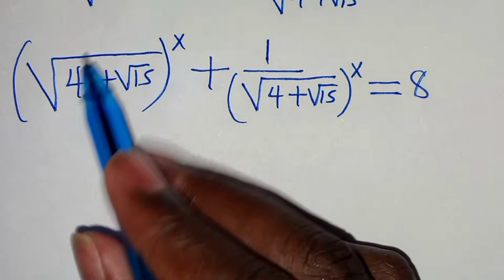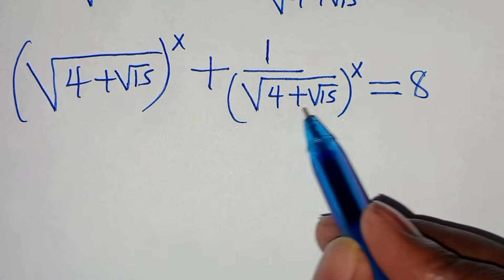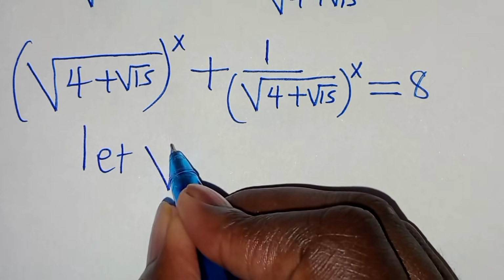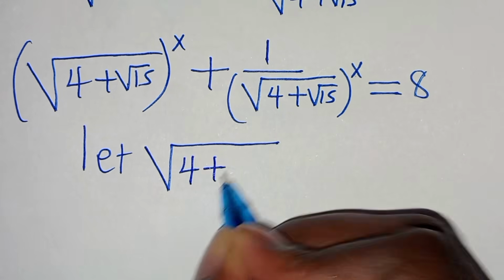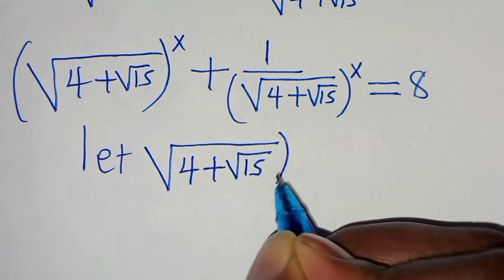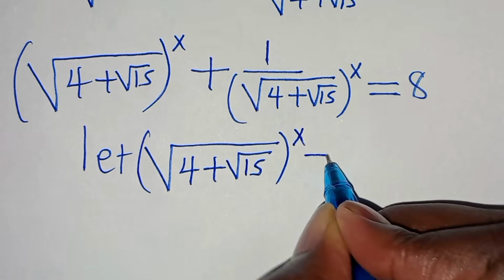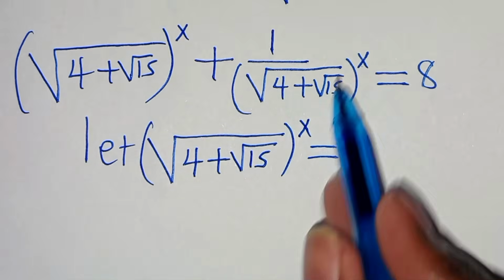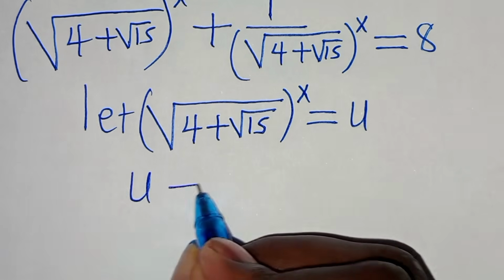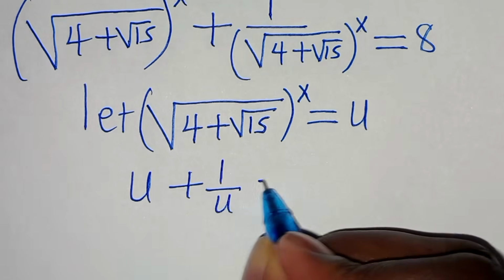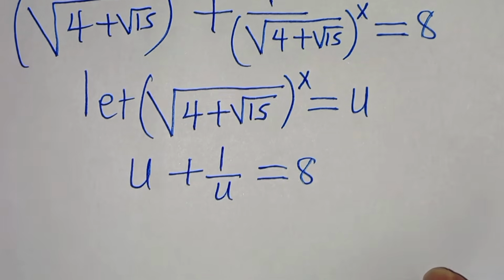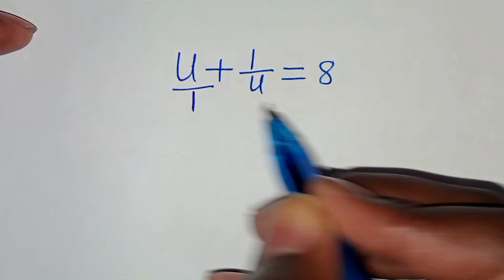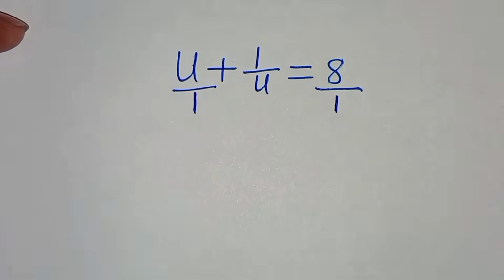Now, we have the square root of 4 plus square root of 15 common here, so we can let square root of 4 plus square root of 15 raised to the power of x be equal to u. So let's substitute u here, so that we have u plus 1 over u equal to 8. Okay? So u is over 1, and 8 is over 1.